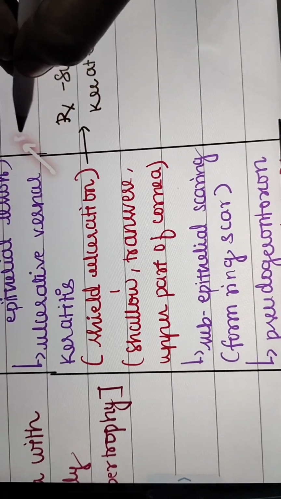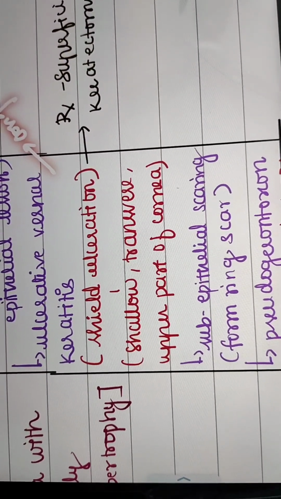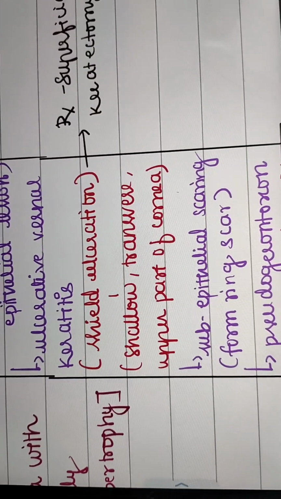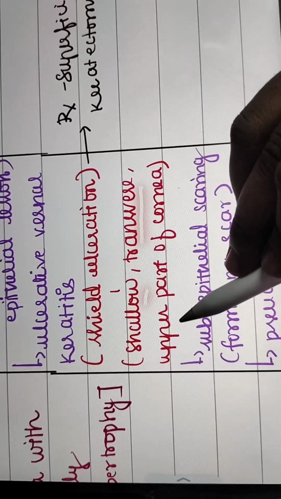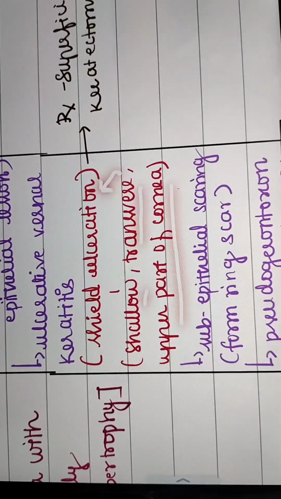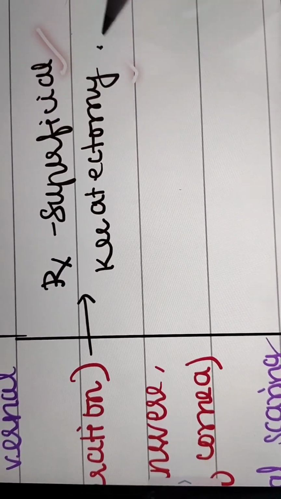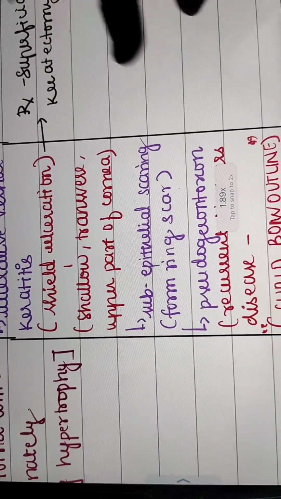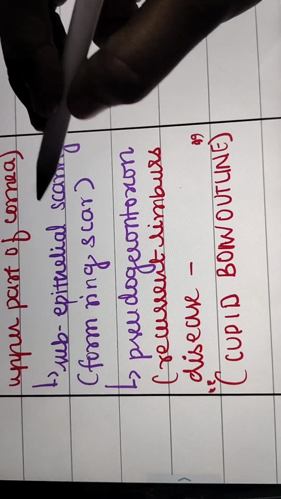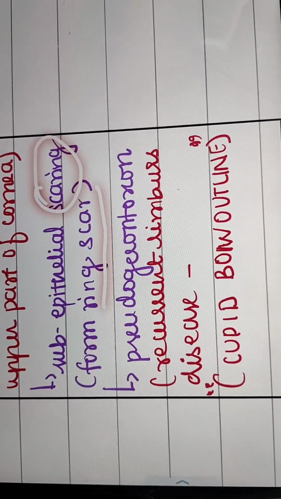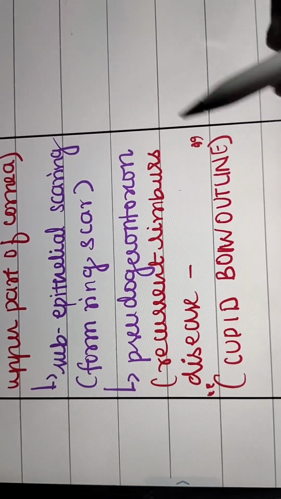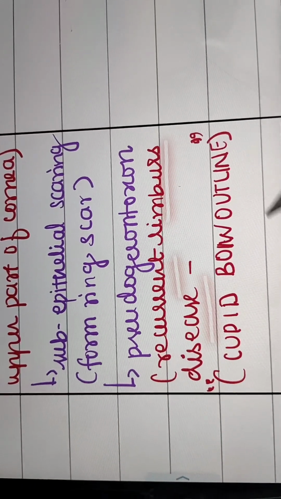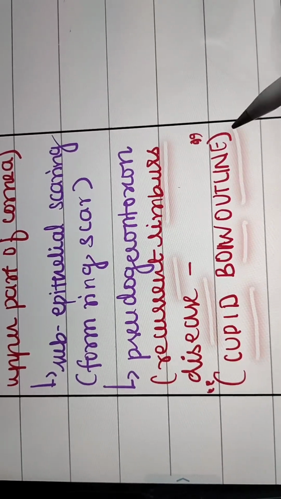if the conjunctivitis progresses for a very long period of time, and we will be having shield ulceration, that is your shallow transverse upper part of cornea will be involved, and it can be treated by surgical keratectomy. Okay, you will also see the scarring will be a ring scar. It's a form of ring scar at the subepithelium, and we will also have a recurrent limbus disease, that is called Cupid's bow outline.